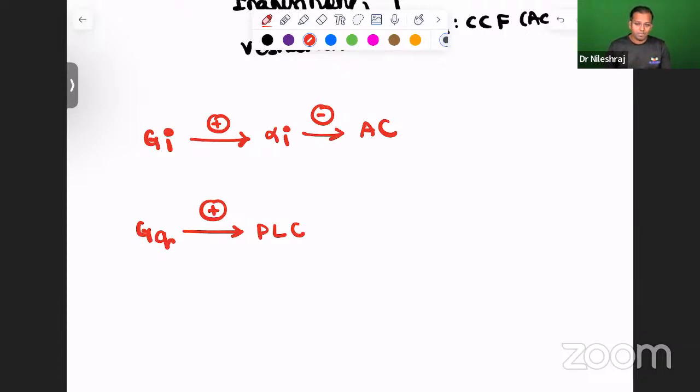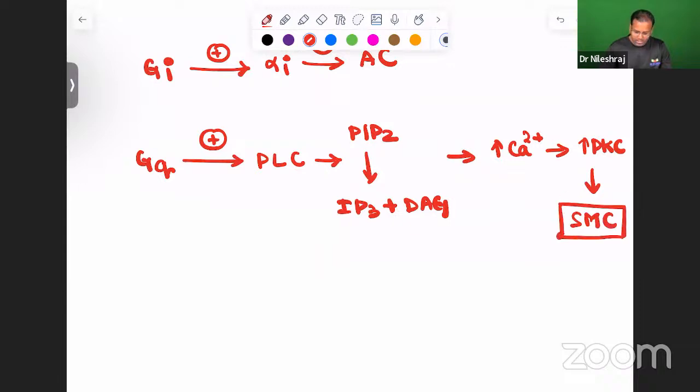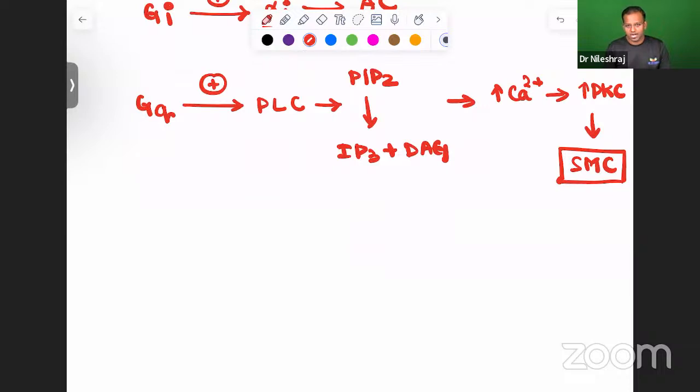What will happen if phospholipase C is getting stimulated? This will convert PIP2, phosphatidylinositol bisphosphate, to IP3 and DAG. IP3 and DAG. These molecules in turn will increase intracellular calcium. Intracellular calcium levels will be increased, which in turn will be increasing protein kinase C, thereby that will be associated with smooth muscle contraction. Why is there a contraction, buddy? Because calcium is getting increased intracellularly.